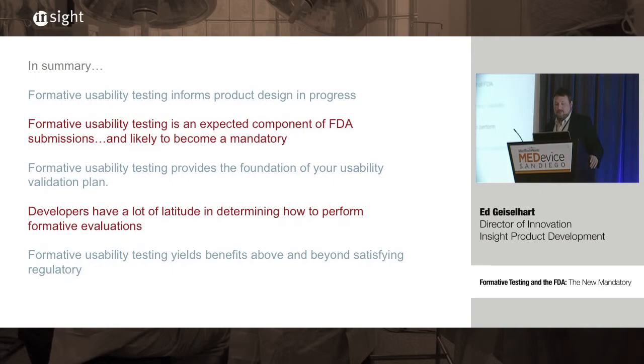So in summary, formative usability testing informs product design and process, and it's very useful even beyond what regulatory is looking for. Formative usability testing provides that blueprint for what will ultimately comprise your final usability validation, but you have a lot of latitude in determining how you implement this. It's really a tool to help you, and there's a lot of different ways you can implement it. And then lastly, the things that you learn from formative usability testing move far beyond what just the FDA is looking for, to really help you develop better, more intuitive, more usable, and more commercially successful devices.